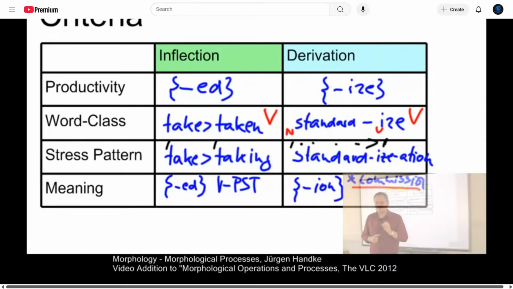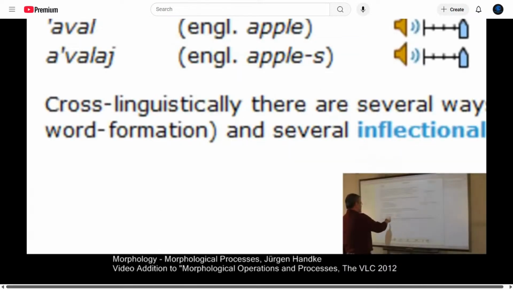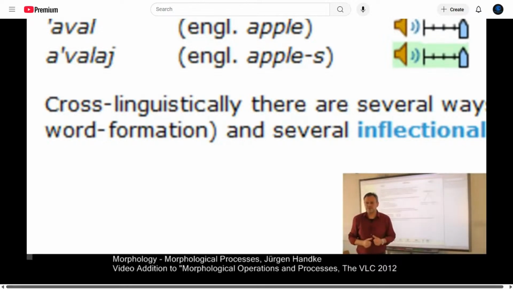These criteria are primarily based on present-day English. In some languages, the criterion stability of stress pattern, for example, does not work. Here is an example from Welsh, a Celtic language. In Welsh, afal means apple, and the plural is afalau. So you see, even in inflectional processes in some languages, the stress may change.